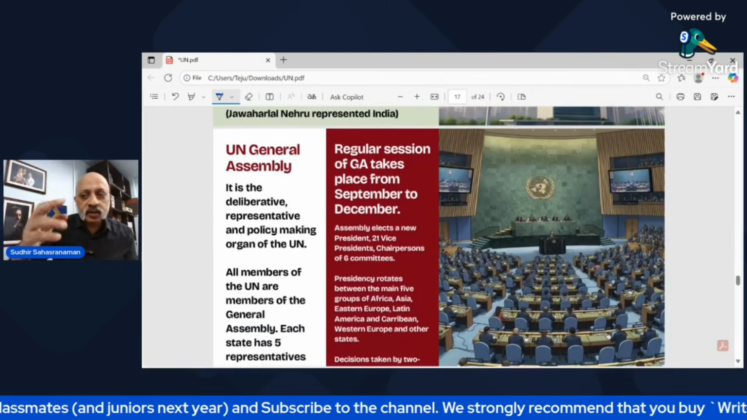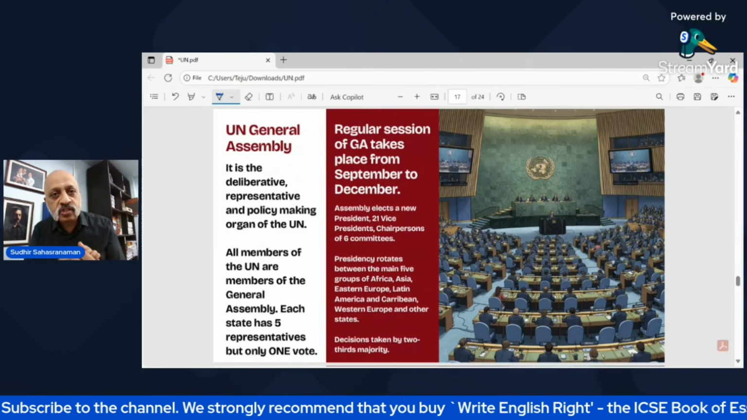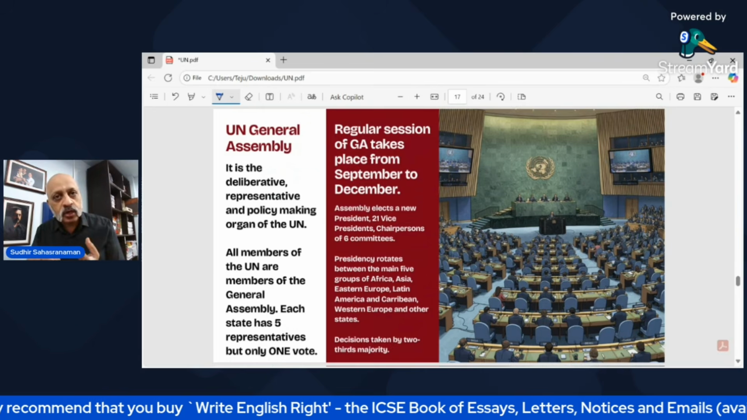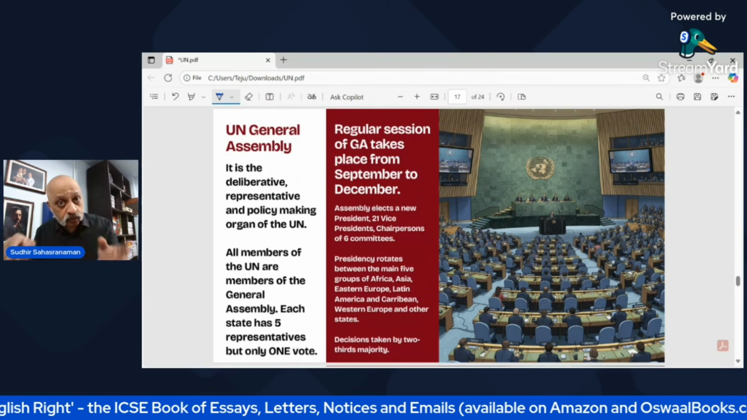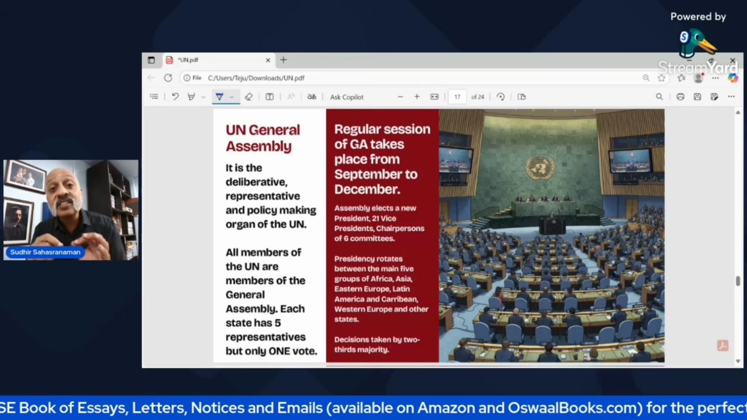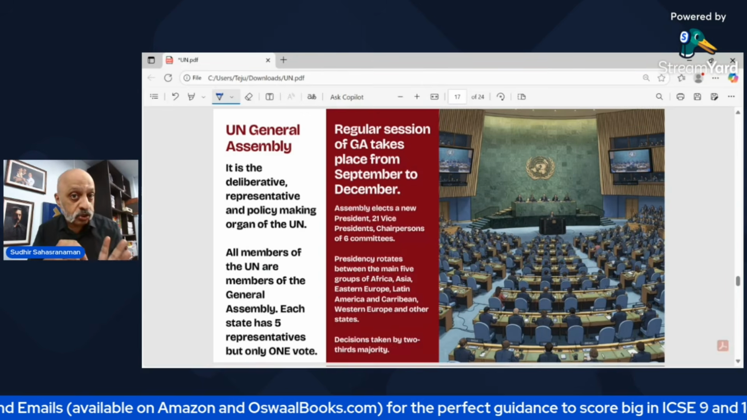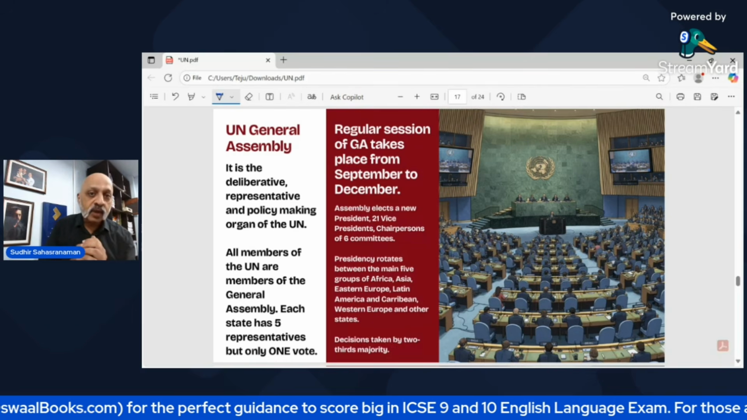Now let's come to the different organs. Now there are 6 organs, of which 3 are really in your syllabus. The 6 organs, just for your understanding: General Assembly, Security Council, the International Court of Justice, then the Secretariat of the United Nations, something called the Trusteeship Council, which is not part of the syllabus, and the Economic and Social Council. Okay, these last 3 are not in your syllabus. We need to focus on the first 3.